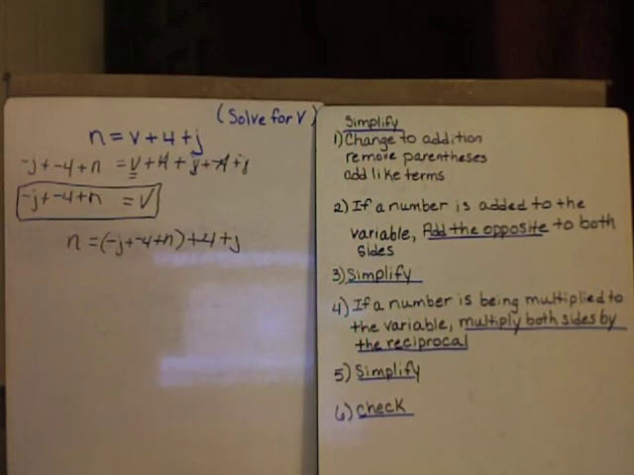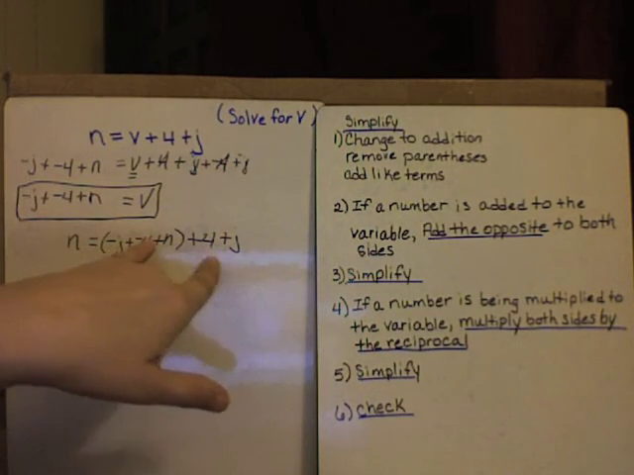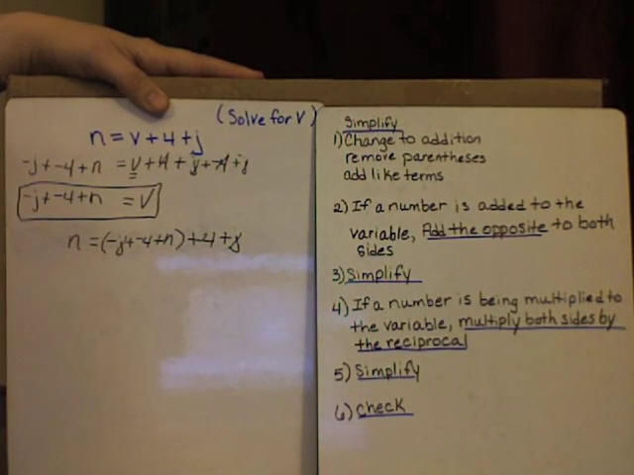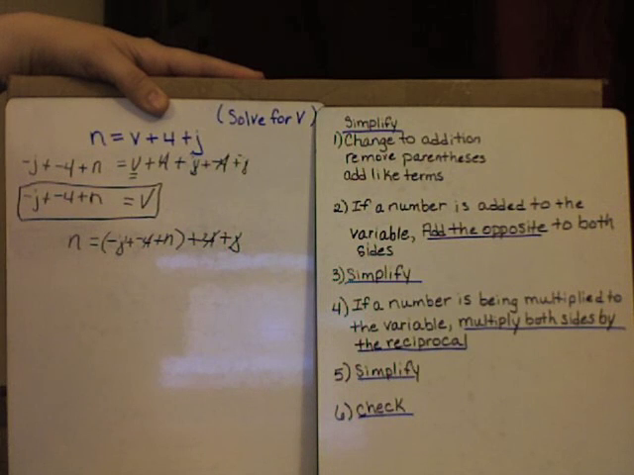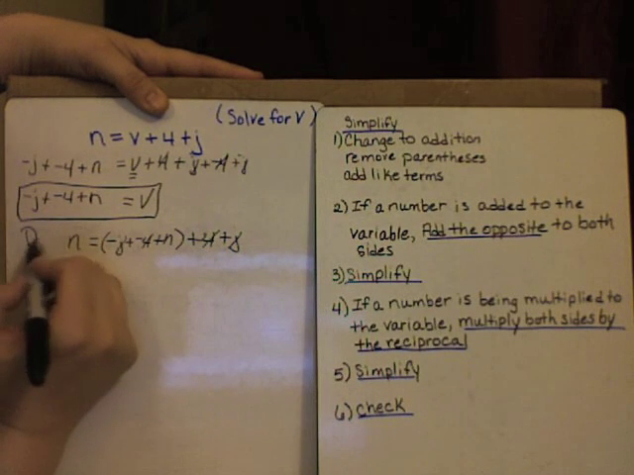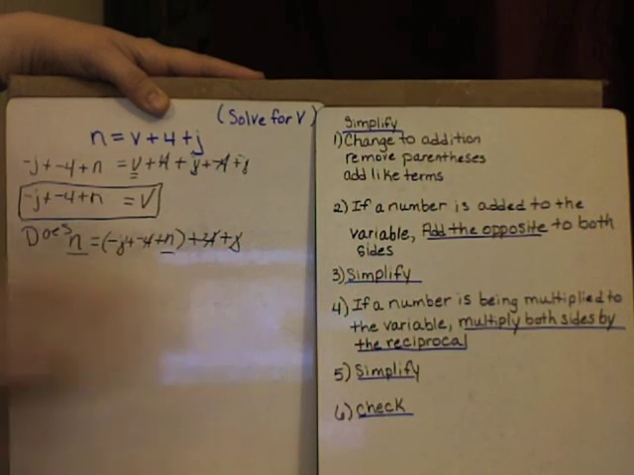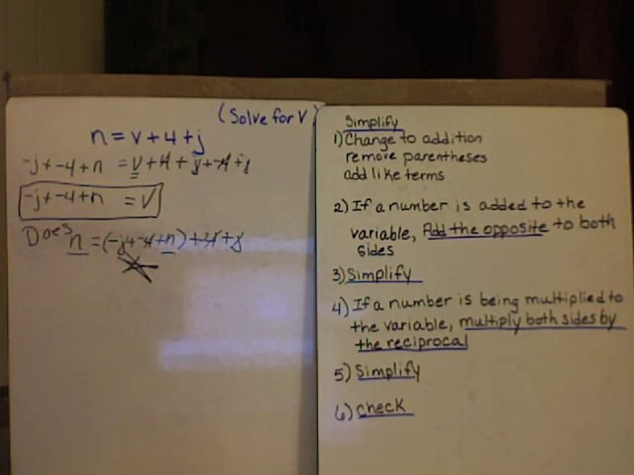Well, if we add like terms, we do have like terms because we have 2 j's and we have 2 4's. This one is negative and this one is positive, so we can cancel them out. And then we have a -4 and a +4, and they cancel out. And here's what's left. Does n equal n? And yes, it does. N equals n. So we are finished with that problem.